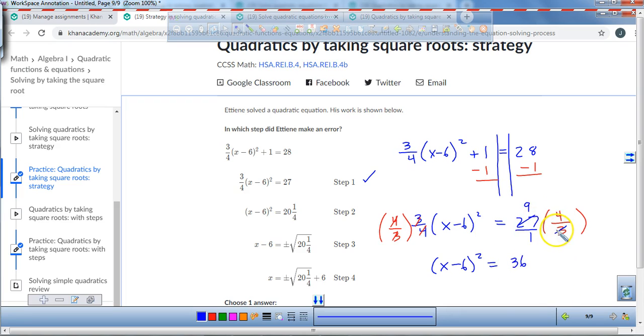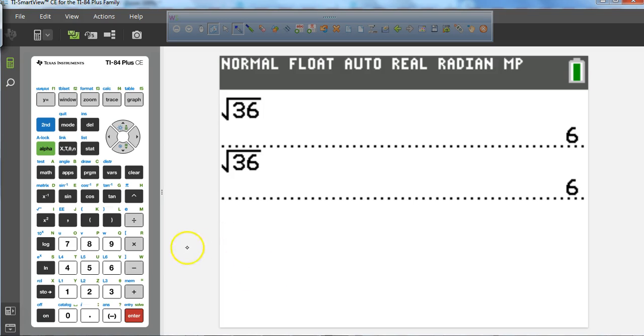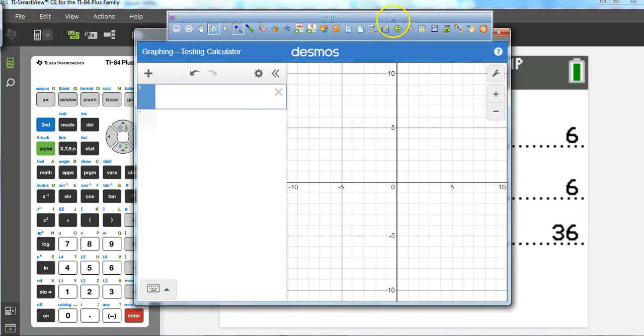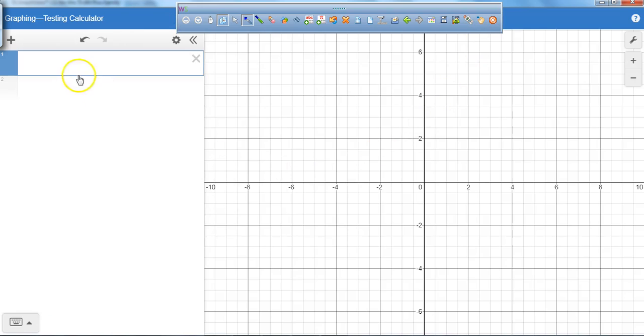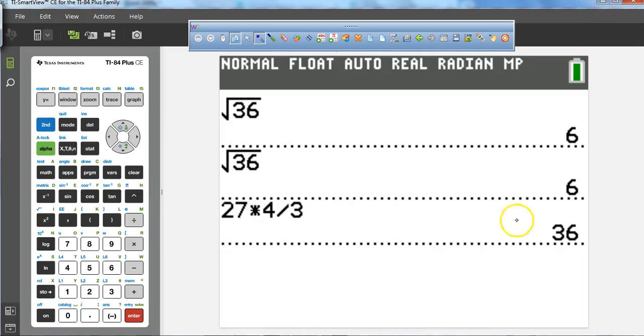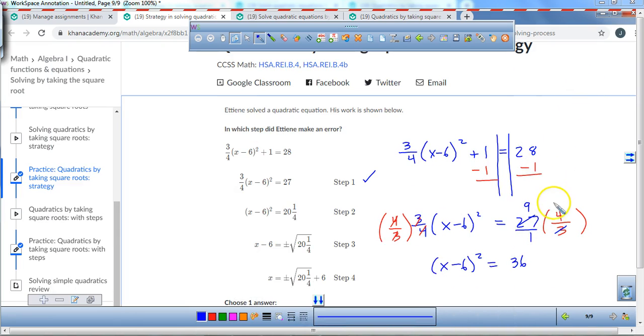Now, obviously, you can use a calculator if you need to. You can just type in 27 times 4/3, and you'll still get 36. If you have Desmos, you can still do that in Desmos if you don't have a graphing calculator. Just bring it up, just type in 27 times 4 divided by 3. It'll still give you 36. So I'd use Desmos as a calculator if you are wanting to use a calculator. And it looks like he totally messed up in step number 2.